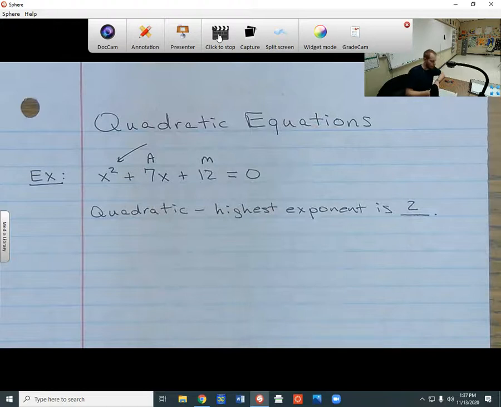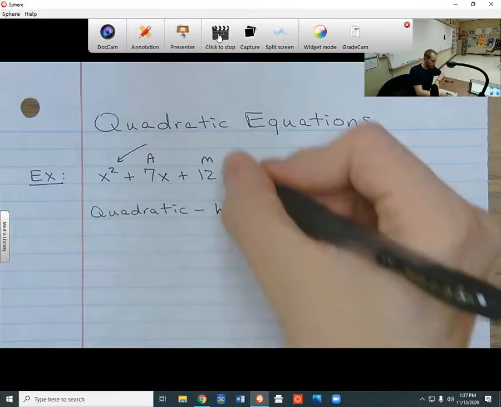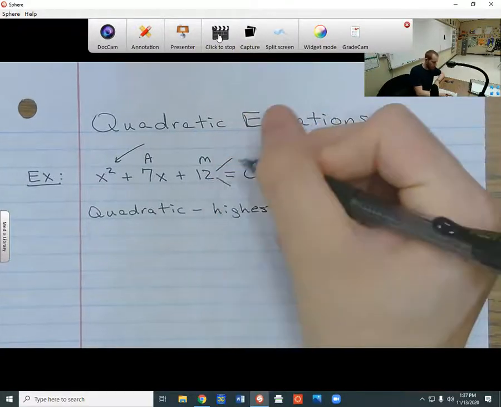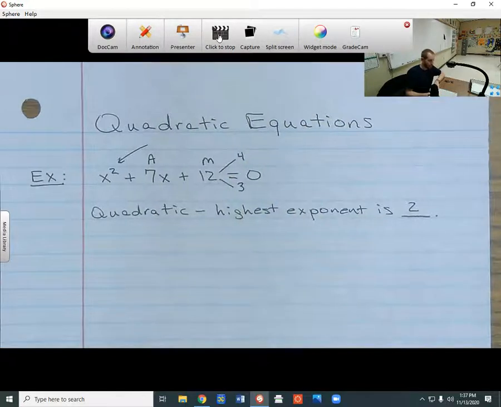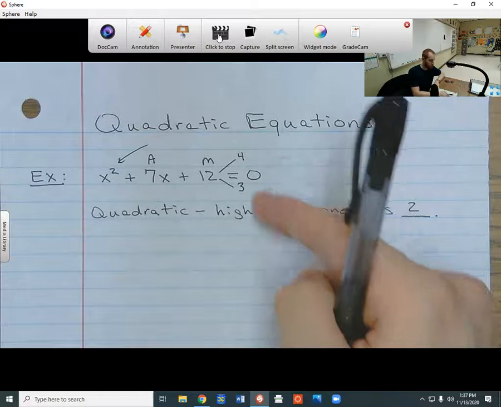So that means I need to find two numbers that multiply to 12, but at the same time add up to 7. So those two numbers are going to be 4 and 3. Because I know that 4 times 3 is going to give me 12, and I know that 4 plus 3 is going to give me 7. So I know that these are the right two numbers to use.